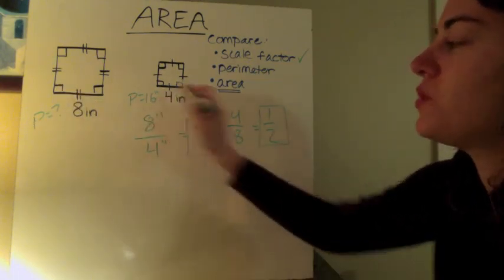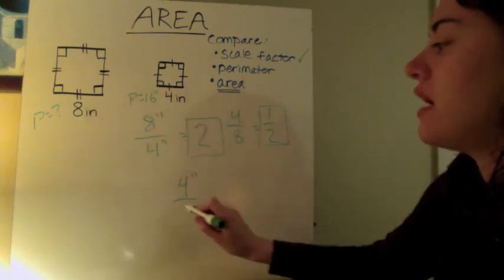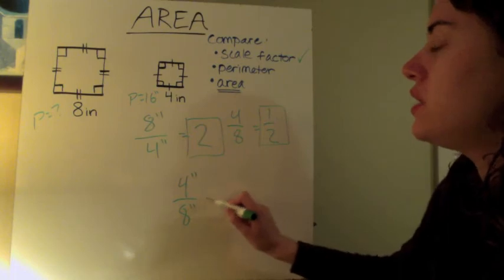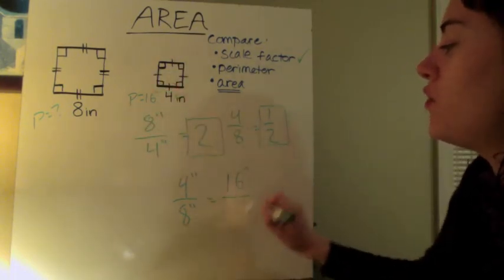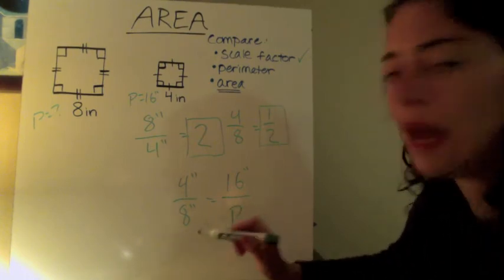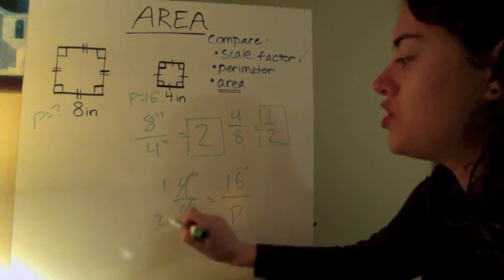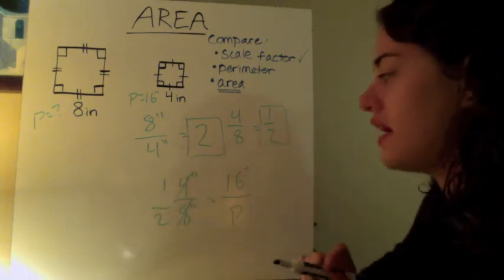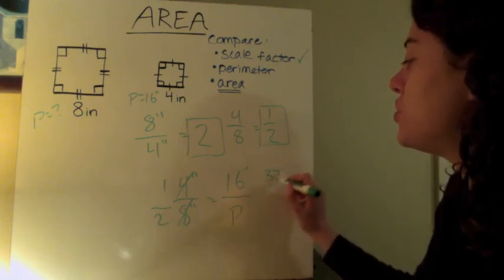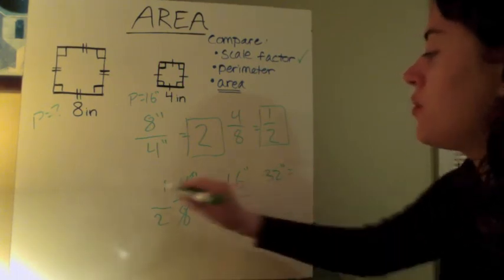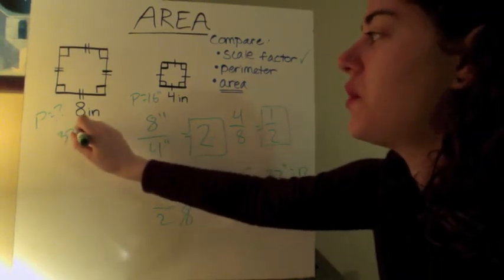My perimeter of this one's 16, so I'm going to do 4 inches over its corresponding side, 8 inches, is equal to 16 inches, the perimeter of this one, over P. Now before I multiply, I can reduce. This becomes 1, this becomes 2. That's familiar for my scale factor. Now I have 16 times 2, which is 32 inches, is going to be equal to 1 times P. This perimeter is 32 inches.